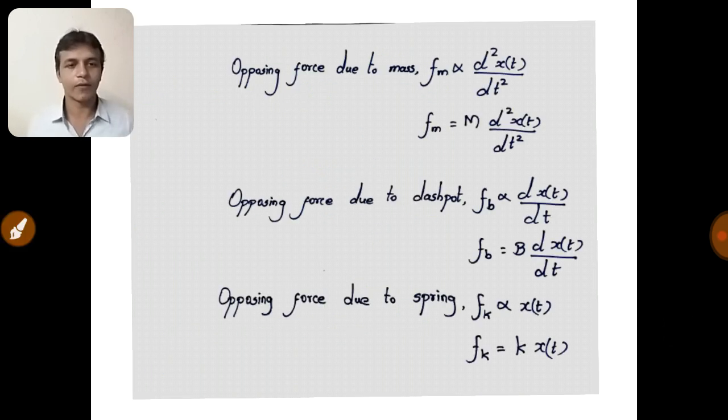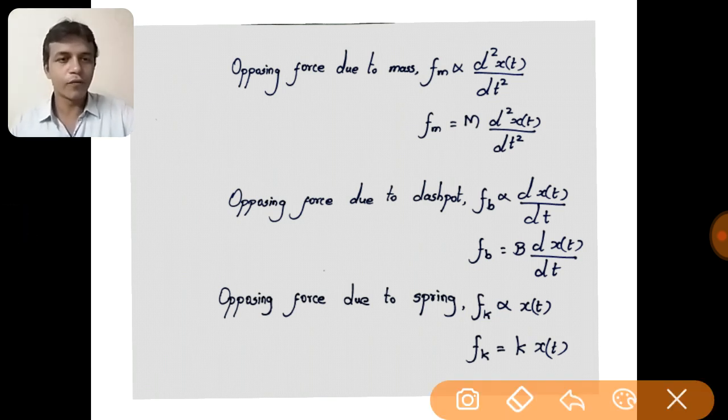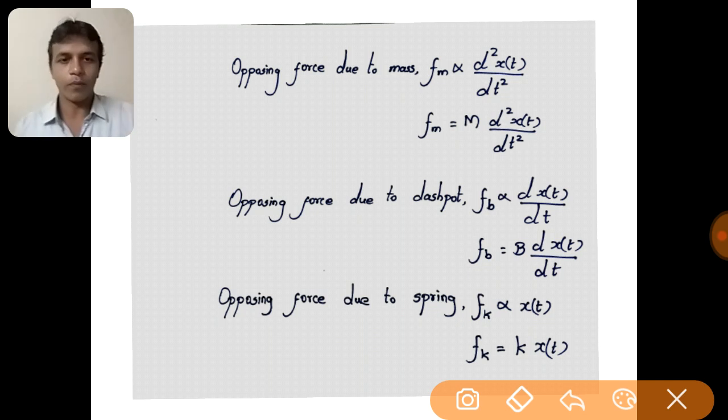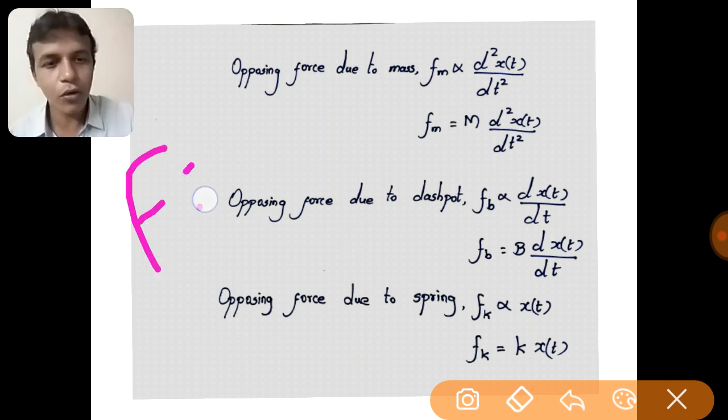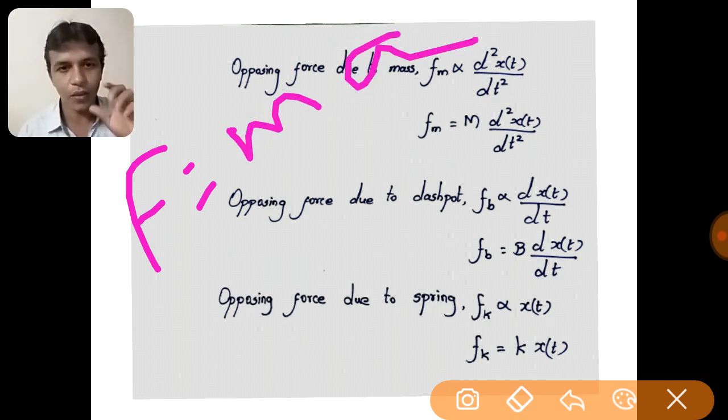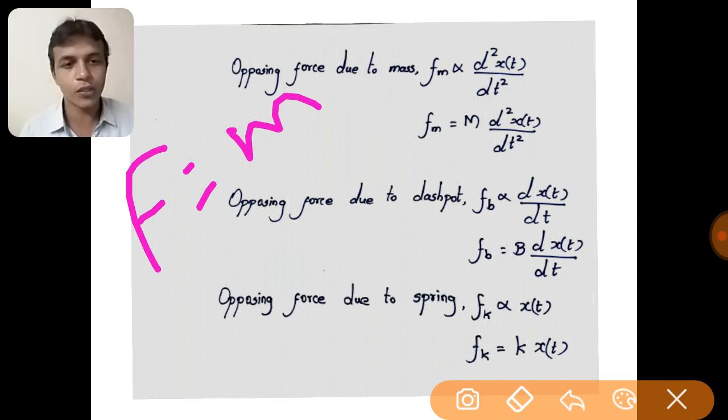Now let us go for further discussion, where we shall talk about the opposing forces due to these different elements. So opposing force due to mass can be written as, we know the relationship between mass, force and acceleration. Force is equal to mass into acceleration.